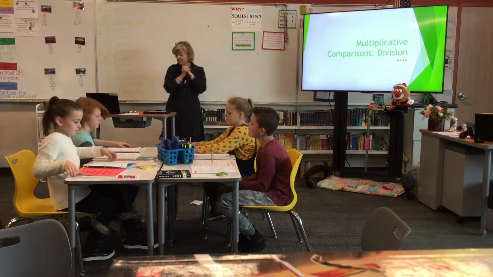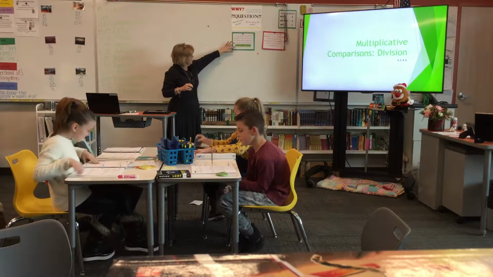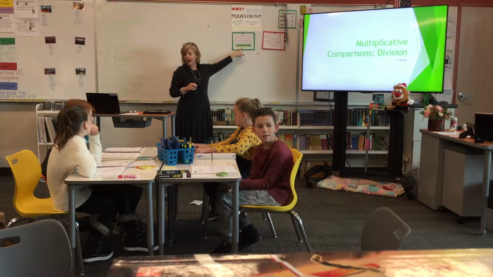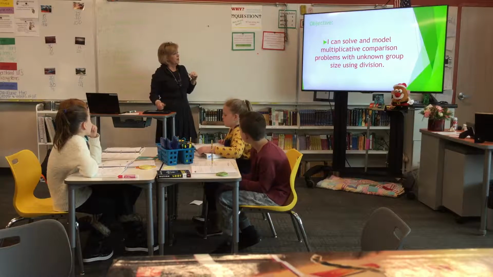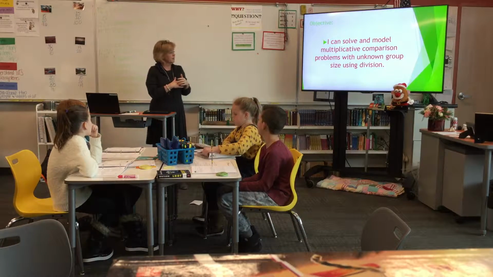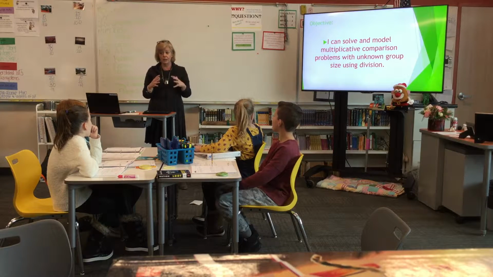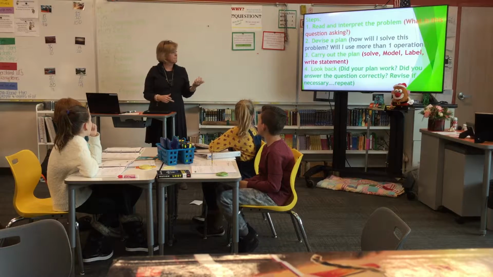So we know in this one that we're starting with 63. We don't know how big those groups are, but we know there are 9 groups there. Okay, so that's what we're going to be doing. I can solve and model multiplicative comparison problems with unknown group size using division. I know how many groups there are, but I don't know how big the groups are, okay?